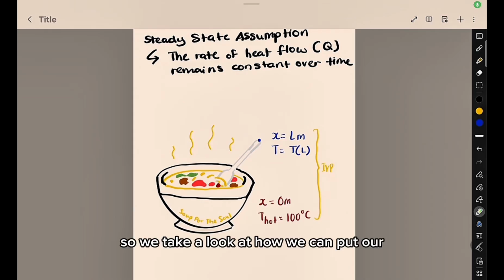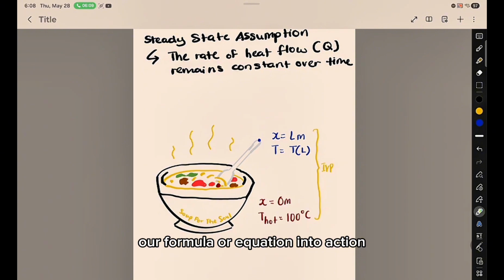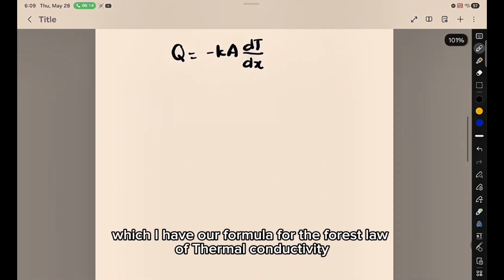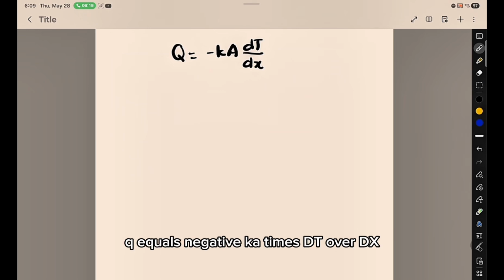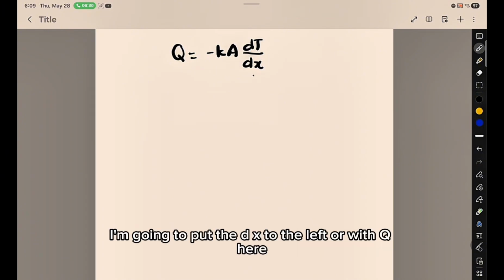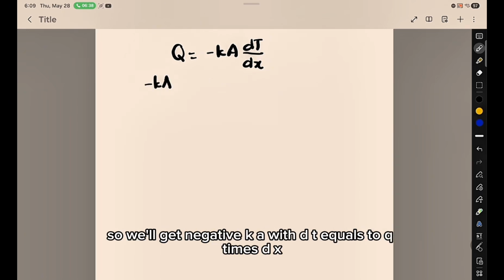Shall we take a look at how we can put our formula into action? So, let us go down here, where I have our formula for Fourier's law of thermal conductivity: Q equals negative kA times dT over dx. We need to separate both of these, and we can do that by putting the dx on the left with Q, and dT on the other side. So we get negative kA dT equals Q times dx.